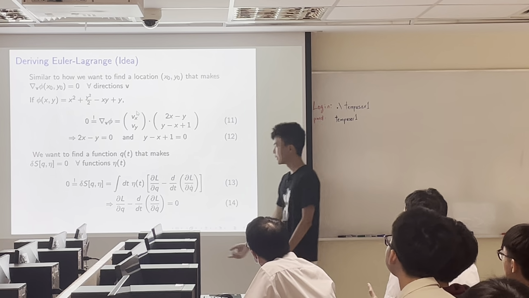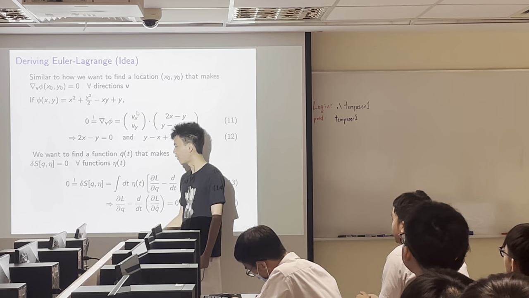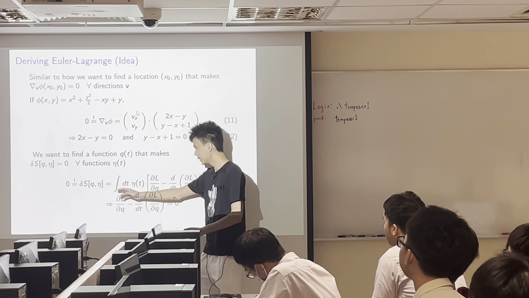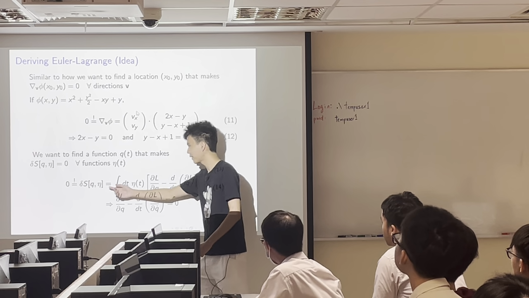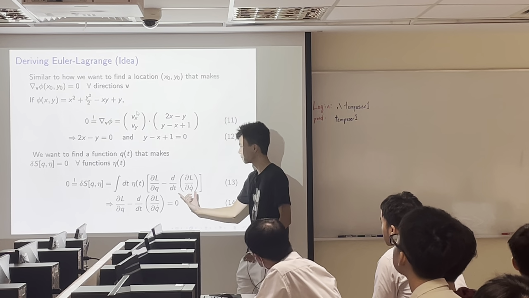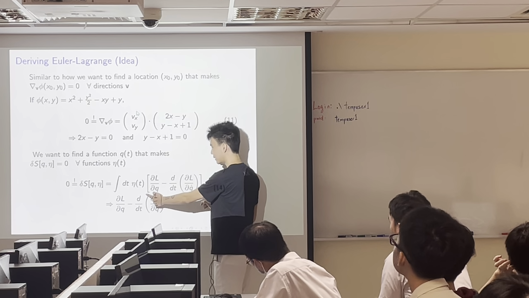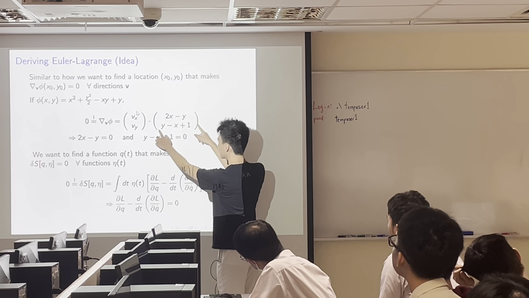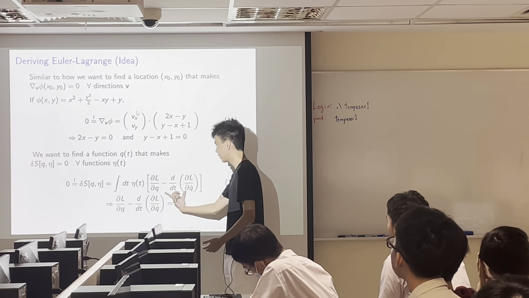So if I want the directional derivative with respect to eta, where eta is a variation, to be equal to 0 for all functions eta, then this step from this one to this one is going to be shown later. But one can show this equality where this variation is equal to such a thing. And you can see that it's the integral dt of eta and this object here. This object here is kind of like your 2x minus y and y minus x plus 1 vector. This object over here is a function, and this you recognize to be the Euler Lagrange equations.